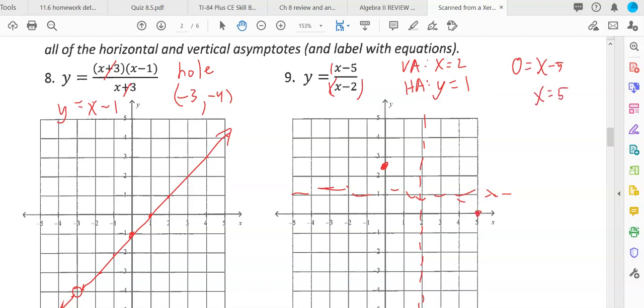Right away, you should know the quadrants it's in, so it's going to look like that, and it's going to look like that. You don't have to plug any points.